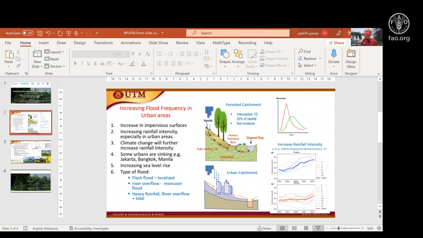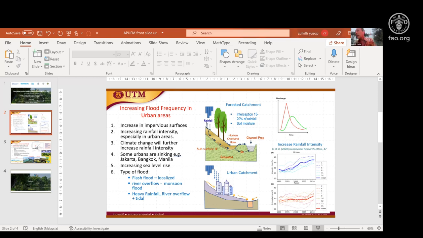And if we look at other issues, many urban areas are sinking, like Jakarta, Bangkok, Manila, because of the load or burden on the surface by buildings and so on, and also because of extraction of groundwater. Another important issue is sea level rise. It is already increasing, but with climate change, the rate will be faster.